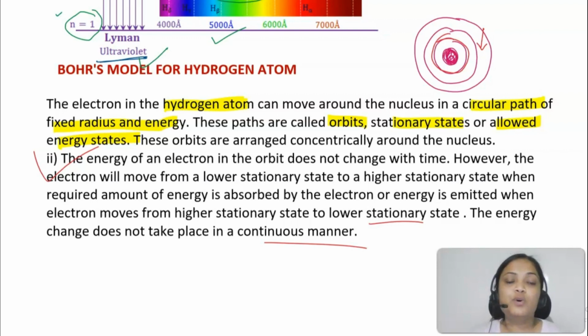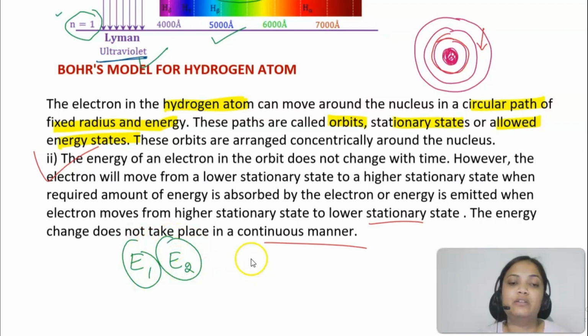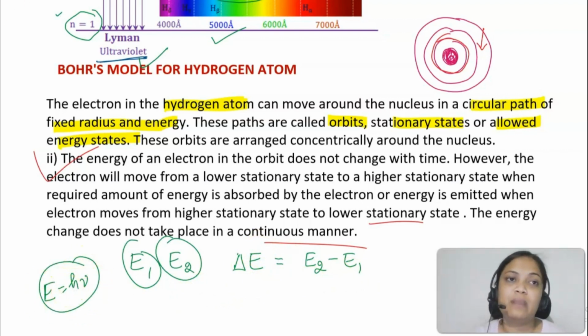Okay, so how much energy is absorbed or emitted was also given by Bohr. Let's say we have two energy states, and the electron is moving from E1 to E2. So what is delta E? It would be E2 minus E1, and you know that it is equal to h nu, right? The energy is equal to h nu. That's what we have studied from Planck's quantum theory, right, students? So in this case, the frequency that we can find out would be the frequency of the radiation that is emitted or absorbed.